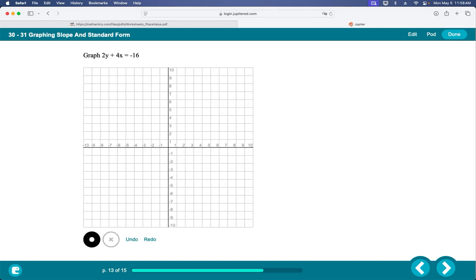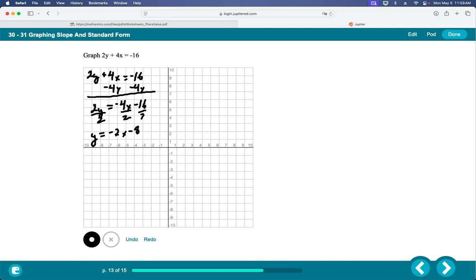We're going to graph this one the same way by solving for y. Don't get confused though. Make sure you know which one is which. So here the x is second. So we're just going to subtract the x term. That gives us 2y is equal to -4x minus 16. Divide everything by 2. Y is equal to -2x minus 8.